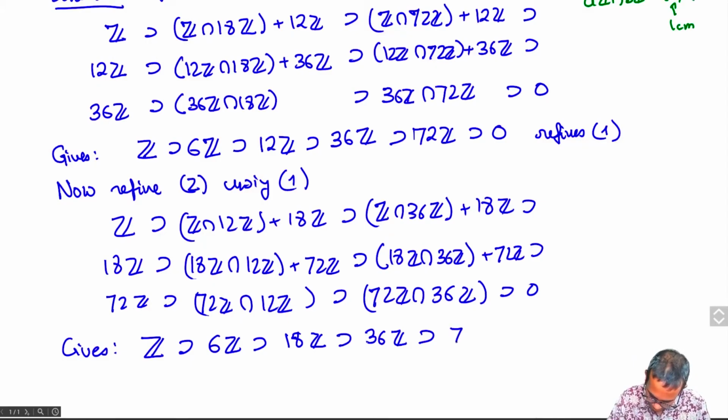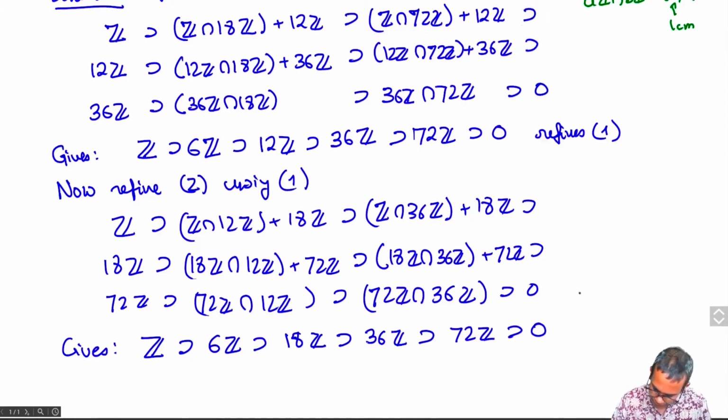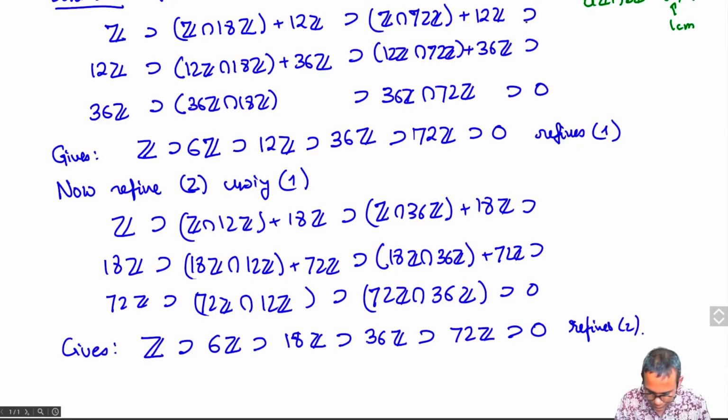And then we have 72Z, and these are now both 72Z, so the final step is 0. Let's just check that, so this defines 2. So let's just check that these are indeed equivalent by writing down the quotients. So I'll just write down the order of the quotient in each case, because it's just going to be a cyclic group.